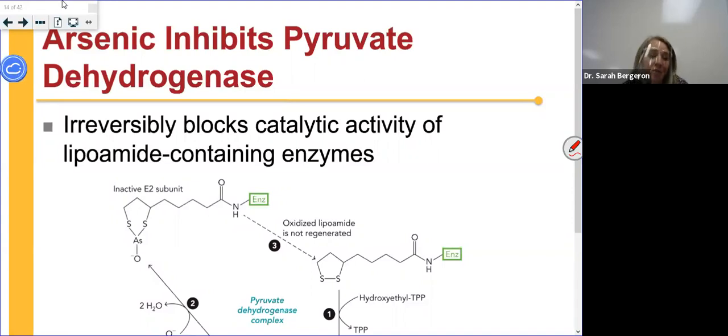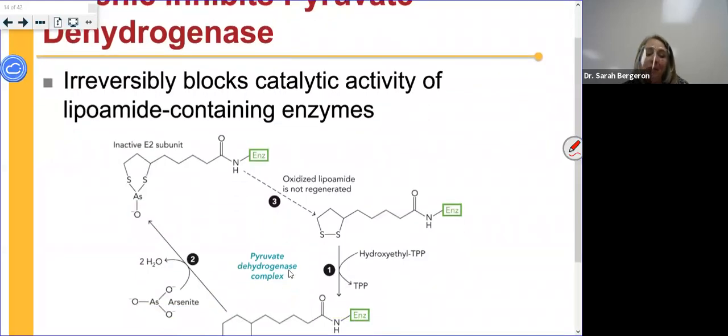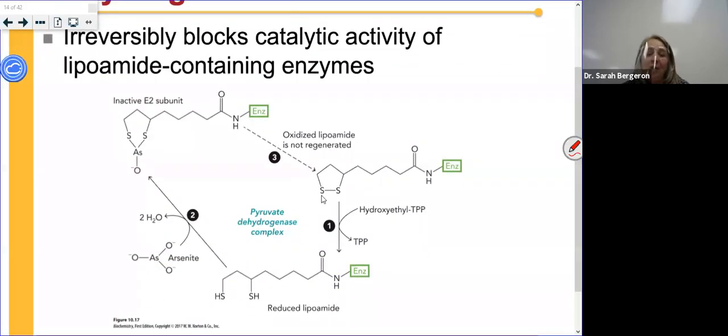It's very, very dangerous. And the reason is that it inhibits the pyruvate dehydrogenase complex. So normally we have this disulfide bond, and we can transfer our group to our lipoamine. But what happens with arsenic is that it creates new bonds with these sulfides right here. And so now you can't regenerate that disulfide bond. And if you can't regenerate that disulfide bond, you're no longer going to be able to transfer those two carbons, and you shut down.